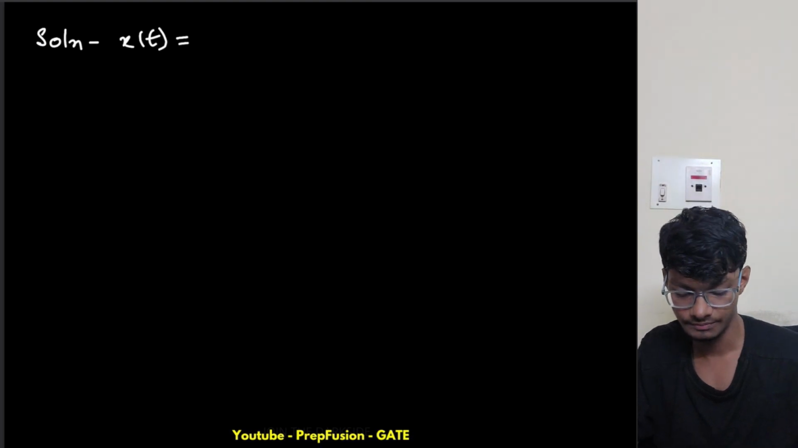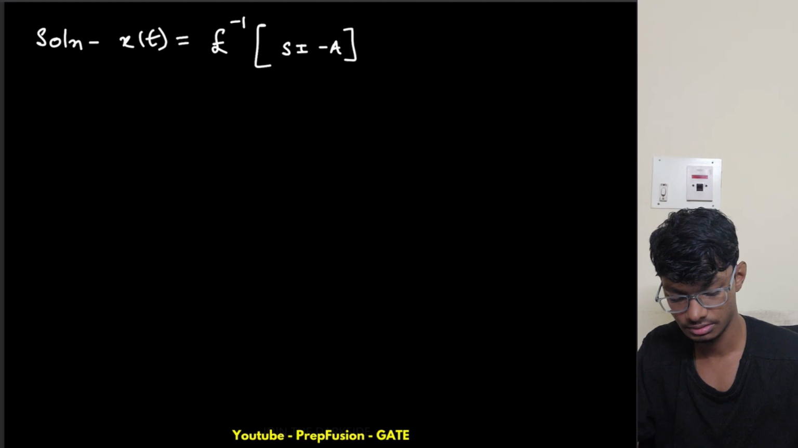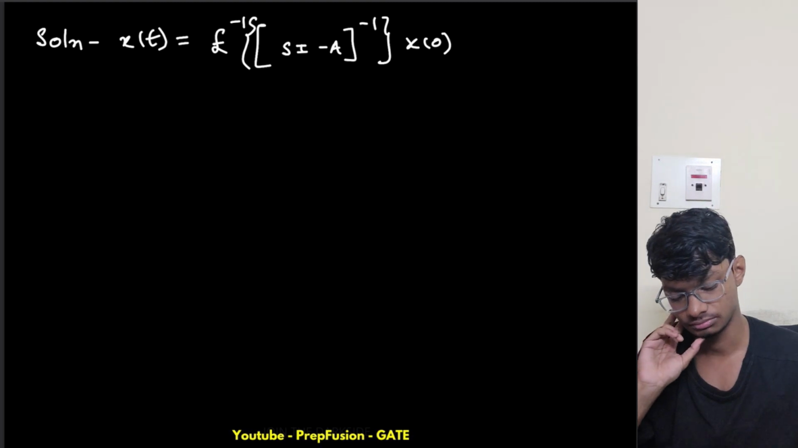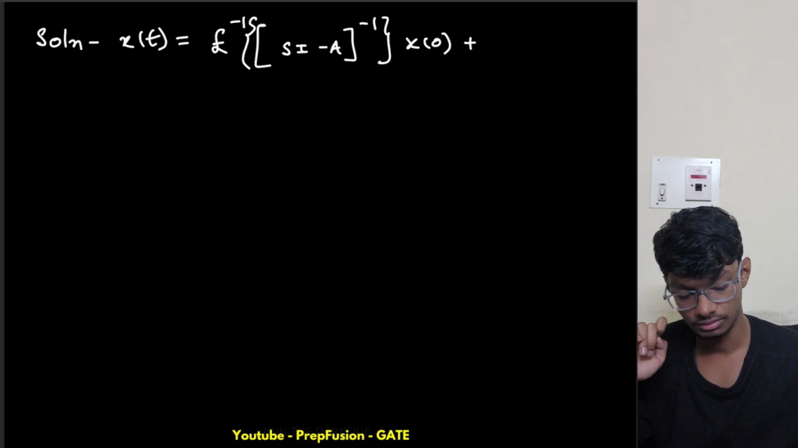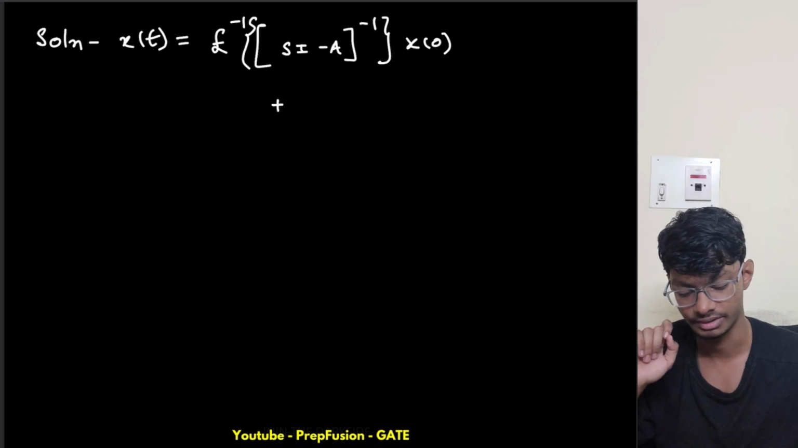X of t equals simply Laplace inverse of (sI minus A) inverse times x of 0, right? X of 0. This is another value, and this is the zero input response, basically due to the initial conditions, the state variable that I am getting.